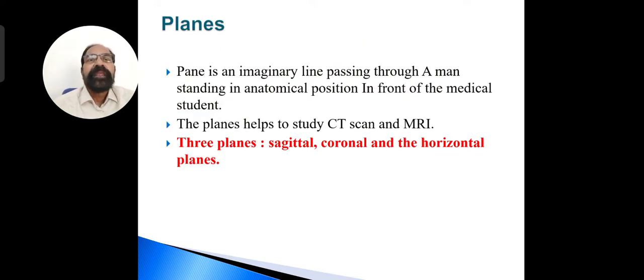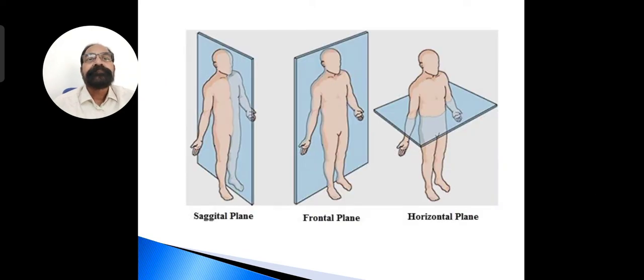Then we go to planes. Planes are imaginary lines passing through a man standing in anatomical position in front of a medical student or professional. The planes help to study CT scan and MRI. There are three planes, and they are sagittal, coronal and horizontal planes. You can see the pictures. The sagittal plane cuts the body into right and left halves. The coronal or frontal plane divides the body into anterior and posterior parts, maybe unequal, and the horizontal plane cuts across the body into upper and lower halves.